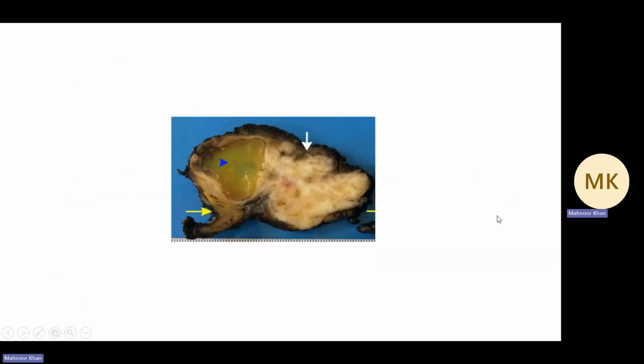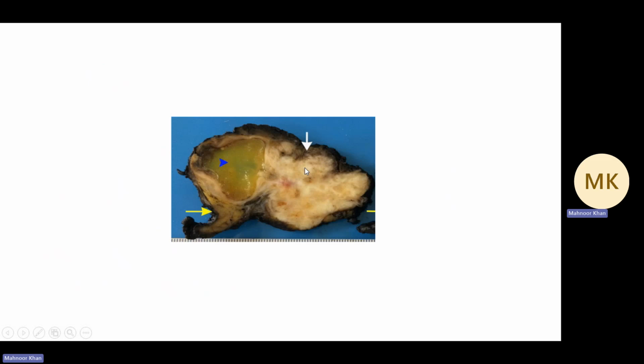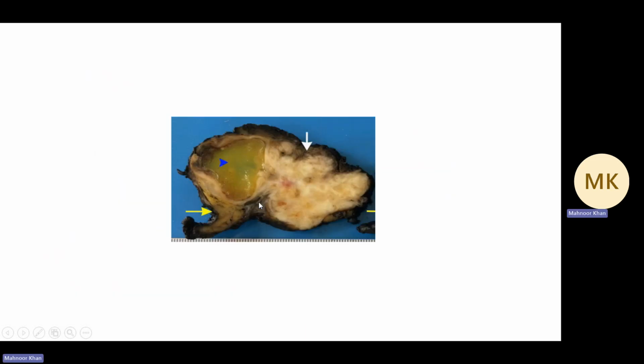This is the image of the mucoepidermoid carcinoma, like I mentioned: white-gray on cross section, no capsule. The fact that it lacks a capsule will differentiate it from a benign tumor, for example. And mucus-filled cysts, like you can see here. So this is how mucoepidermoid carcinoma looks: white-gray with mucus-filled cysts.